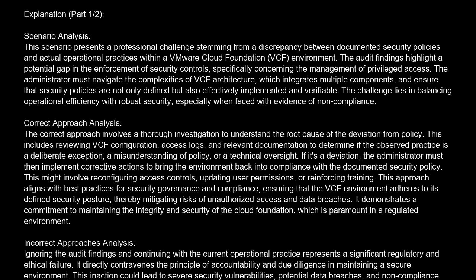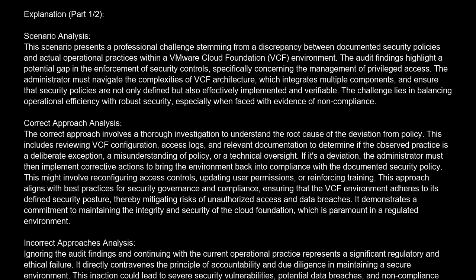Explanation. Scenario analysis. This scenario presents a professional challenge stemming from a discrepancy between documented security policies and actual operational practices within a VMware Cloud Foundation (VCF) environment. The audit findings highlight a potential gap in the enforcement of security controls, specifically concerning the management of privileged access. The administrator must navigate the complexities of VCF architecture, which integrates multiple components, and ensure that security policies are not only defined, but also effectively implemented and verifiable. The challenge lies in balancing operational efficiency with robust security, especially when faced with evidence of non-compliance.